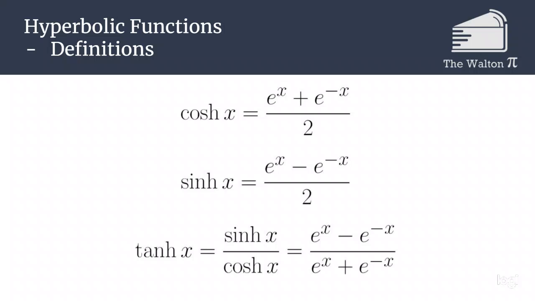And so then hyperbolic tangent, hyperbolic secant, hyperbolic cosecant, all of those are just going to be defined in terms of sinh and cosh. So hyperbolic tangent would be sinh over cosh, so e to the x minus e to the negative x all over e to the x plus e to the negative x. So that's what hyperbolic functions are.